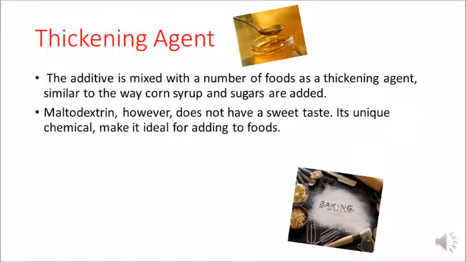Maltodextrin as thickening agent. The additive is mixed with a number of foods as a thickening agent, similar to the way corn syrup and sugars are added. Maltodextrin, however, does not have a sweet taste. Its unique chemical properties make it ideal for adding to foods.